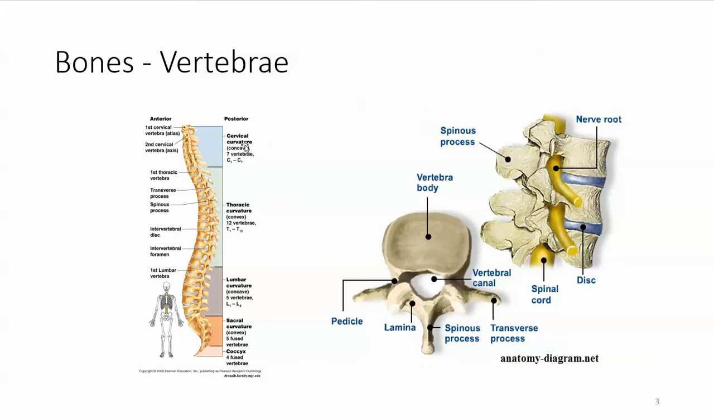Now, there are 7 cervical vertebrae, 12 thoracic, 5 lumbar. Now, C1 is the atlas and C2 is the axis, and these allow for greater range of motion than the other vertebrae.